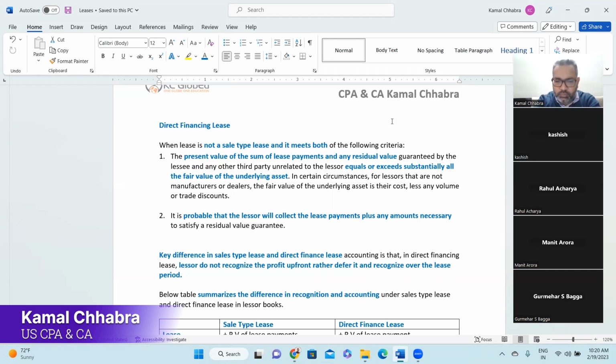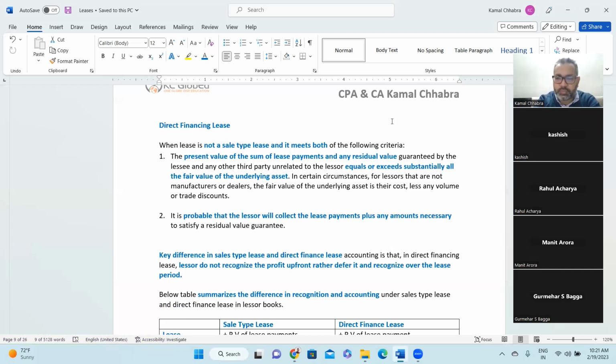In the first case, the sales type lease, sorry. Yeah. But essentially the meaning is the same for both the leases, just for one condition. But the other 4 conditions are totally different.